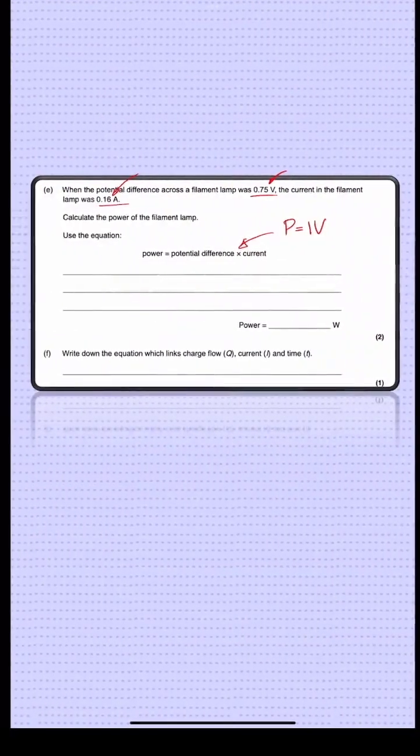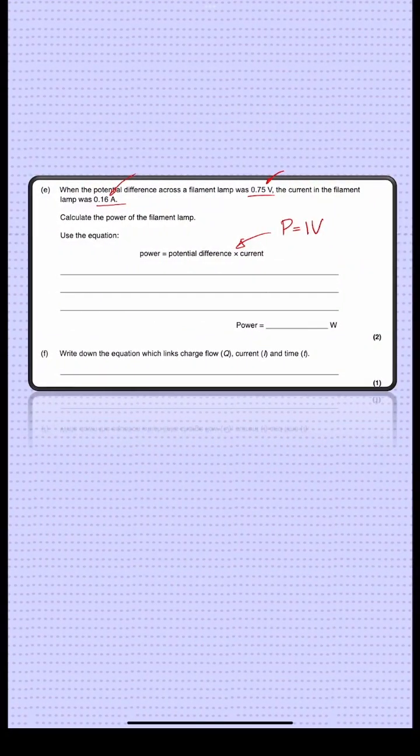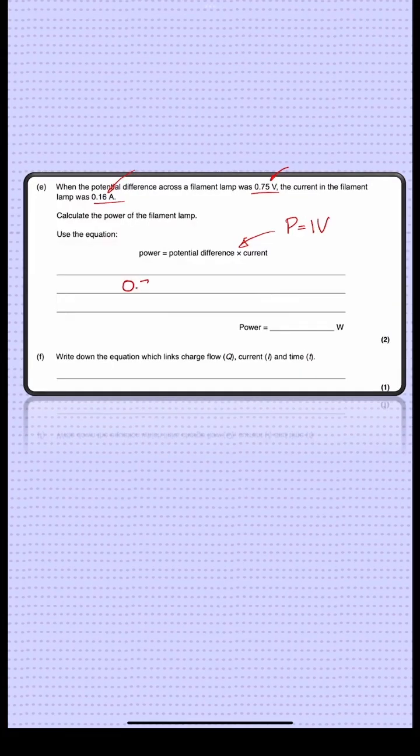So anyone got an answer for this? We're going to use P equals IV. So we need to multiply our current with potential difference. And yep, we're getting an answer of 0.12. So we're doing 0.75 times 0.16, which gives us an answer of 0.12. Well done.